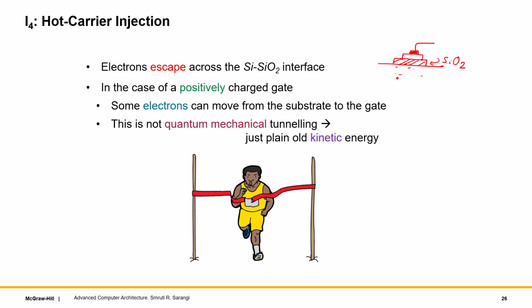There are a lot of these carriers, and these carriers have momentum, right? And the moment they have momentum, they kind of push through. So if the gate especially is positively charged, there will be so much of an electric field that they will simply push through and go here. If they push through and go here, effectively current is in the reverse direction, so it is coming down. So this is how they would move from the substrate to the gate. This is not quantum mechanical tunneling, it is just plain old kinetic energy.